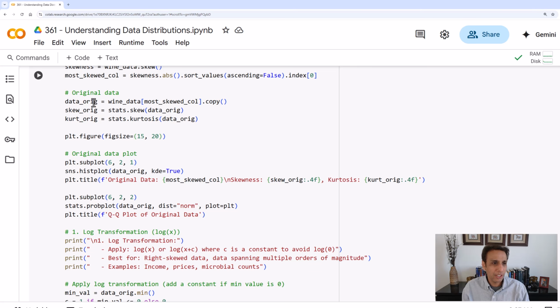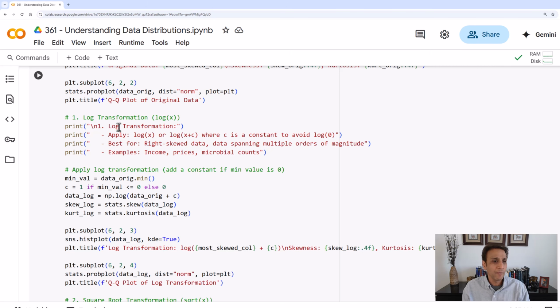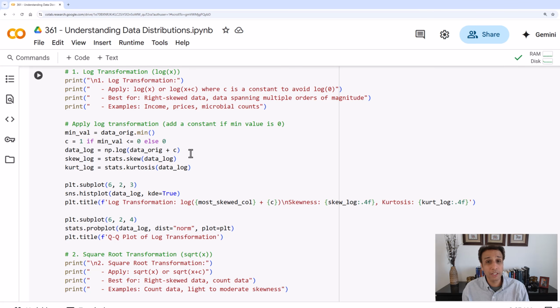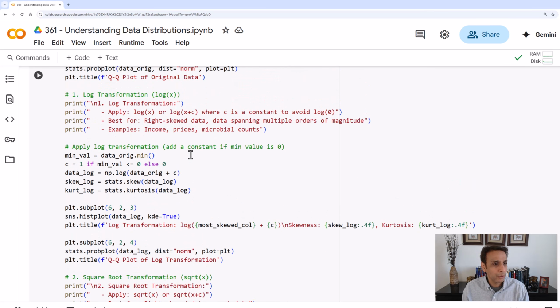And for the original data, where do I apply these transformations? Right there. Log transformation is nothing but log x, right? So it's as simple as that. Applying log of x and just plotting them. That's it.